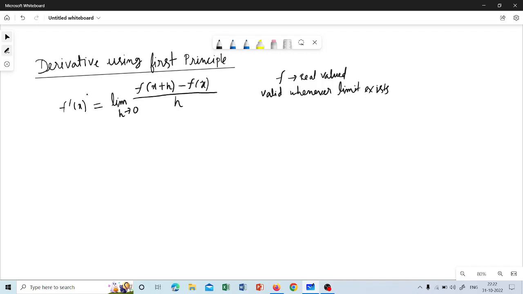Similarly, I will explain with an example. Let us take f of x is equal to tan x. So we'll compute the derivative using the first principle method. Before that, we have to know a few things. First of all, the trigonometric identity of sine a minus b. Sine a minus b is nothing but sine a cos b minus cos a sine b.